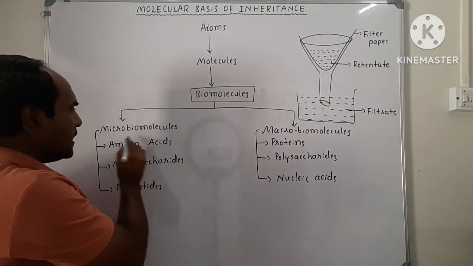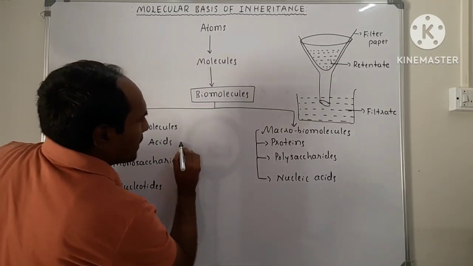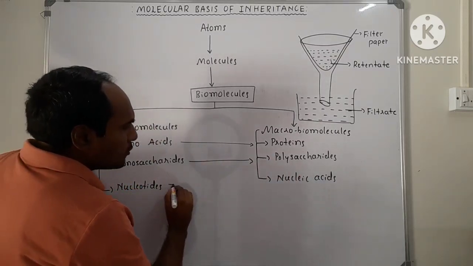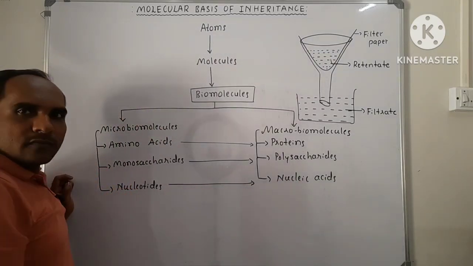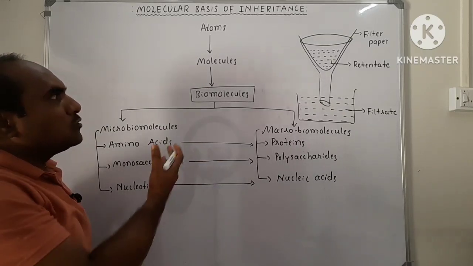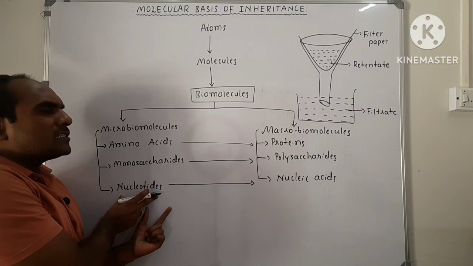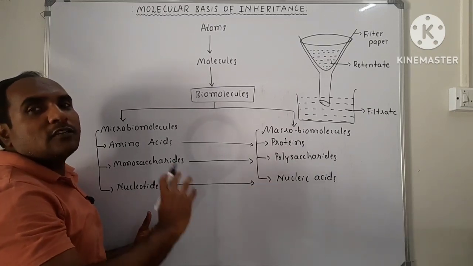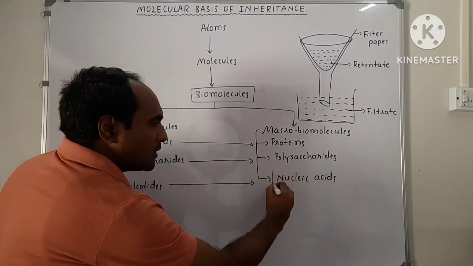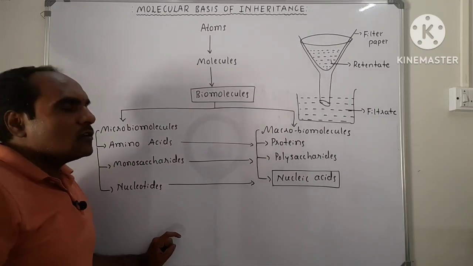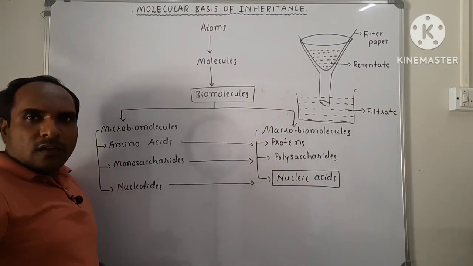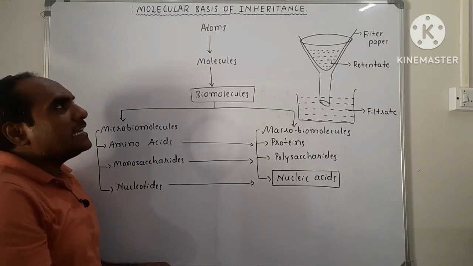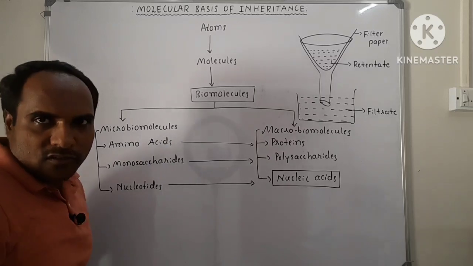We know that many amino acids combine together with the help of a peptide bond and finally form proteins, many monosaccharides combine together and form polysaccharides, and nucleotides combine together and form a nucleic acid. You already learned about this concept. Many nucleotides combine together with the help of a phosphodiester bond and form a polynucleotide chain. Thus, the polynucleotide chain is known as nucleic acid. My dear students, in molecular basis of inheritance, we are going to discuss nucleic acids. My question is, what is the meaning of nucleic acid and what does it contain? That we are going to study in detail in this chapter. Okay, note down.